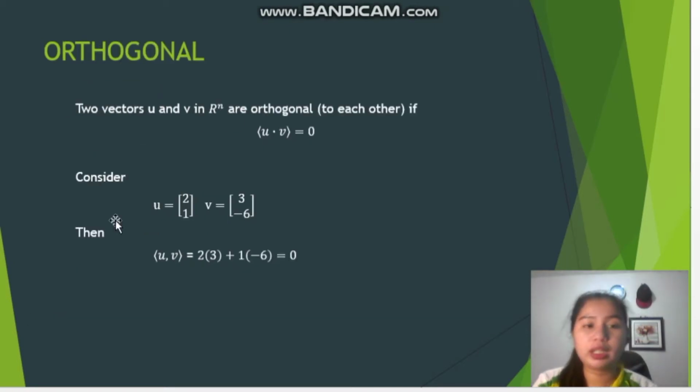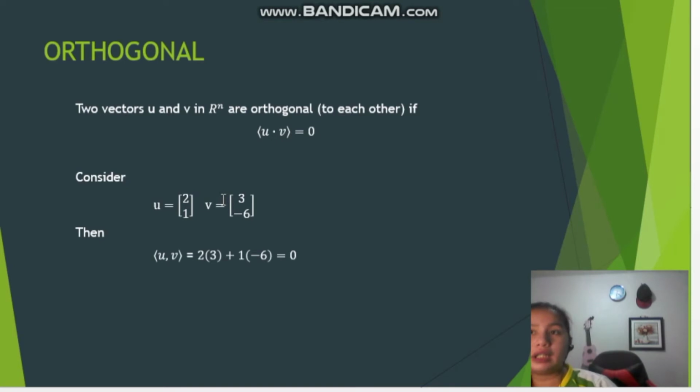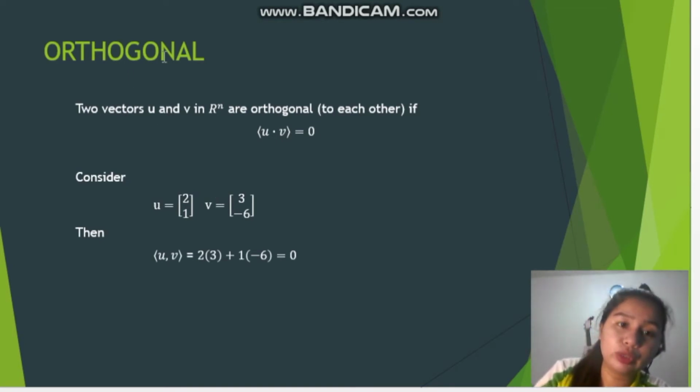Okay, next is what we call the inner product. We have orthogonal. So, two vectors u and v in Rn are orthogonal to each other if their inner product is equal to 0. So, kapag kinuha daw natin yung inner product ng dalawang vector, u and v, dapat ang sagot ay 0 para maging orthogonal.